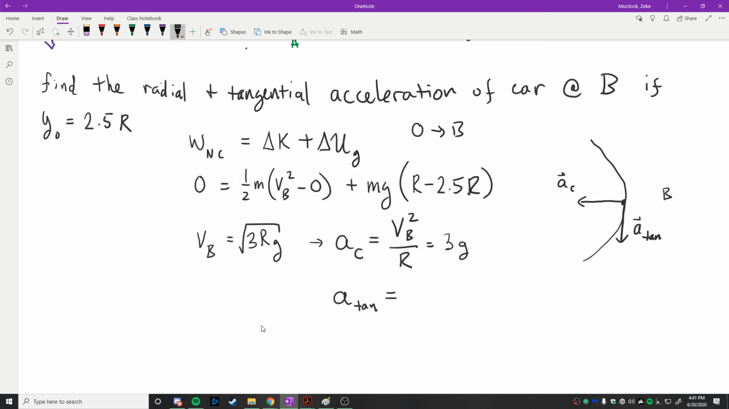And then for the tangential acceleration in this case, the only force that can be acting on this object, if we think about it, there's really two forces. There's a force that goes this way, which is the normal force. And then there's a force that points down this way, which is the weight of the object.